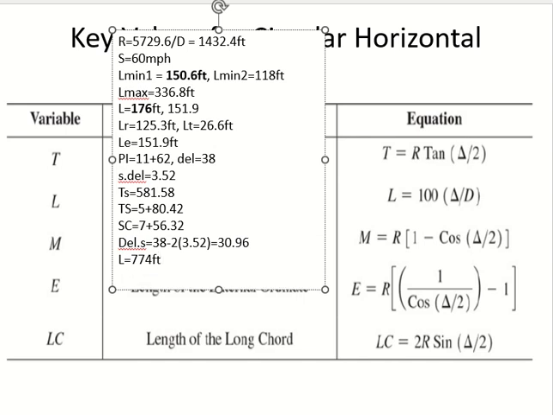Okay, so now I will add this to the last point. It will give me the circular to spiral point. How much is that? 15 plus 30.